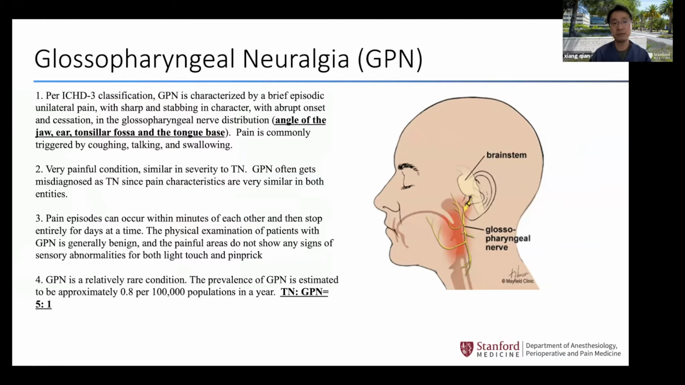The quality and severity is similar to trigeminal neuralgia. So a lot of times it is misdiagnosed as trigeminal neuralgia because both of them are so similar. Triggers include swallowing, talking, sometimes brushing teeth as well. And then it would just happen. Fortunately, the incidence is relatively rare. So just remember, for every 5 trigeminal neuralgia cases, you will probably get 1 glossopharyngeal.